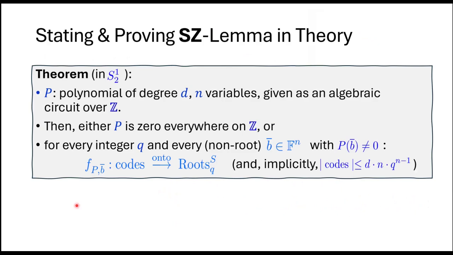So how shall we state and prove the Schwartz-Zippel Lemma in the theory? The theorem, inside the theory S1-2, is the following. And this was in some sense open. There were some attempts by Dai, Trilla, and Steve Cook in 2010 or 2012 to formalize this. They formalized some very special cases of Schwartz-Zippel, but this was basically open for some time.